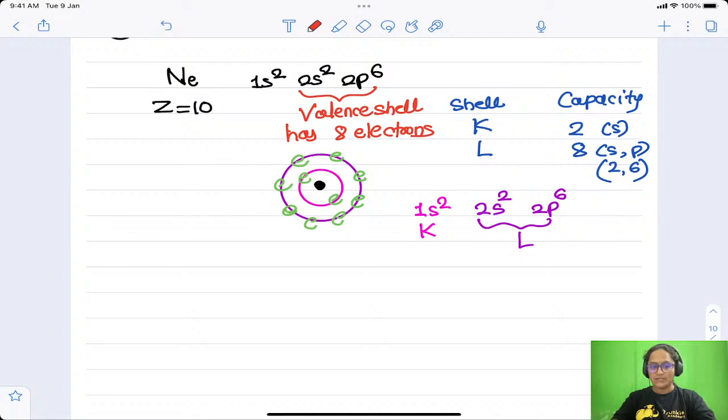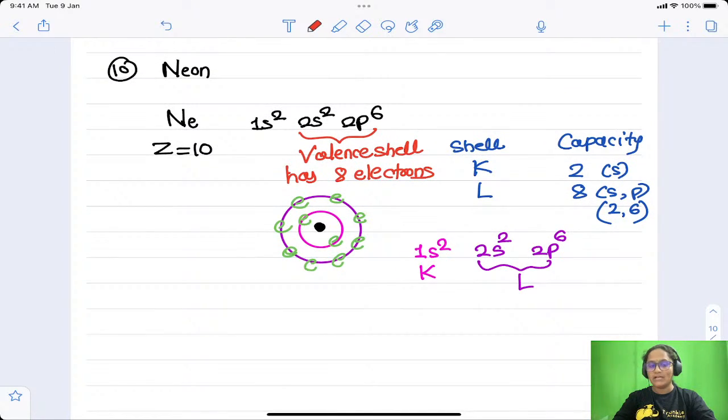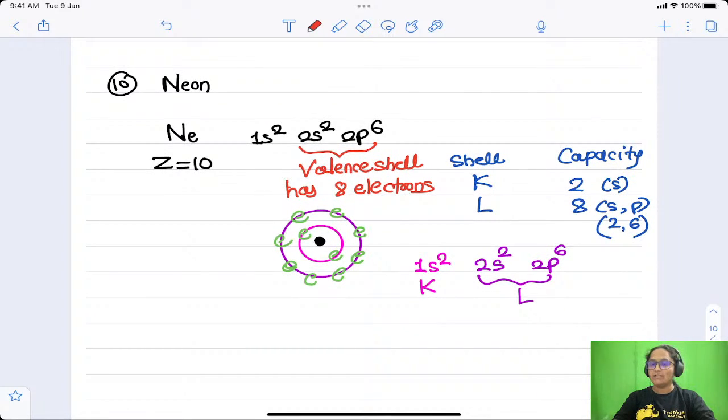I think you have joined 5 minutes before or more than that. So yes, I have explained up to neon right now. Neon has the atomic number 10. Neon is one of the inert gases, that is, noble gas, which we have discussed in the previous class.